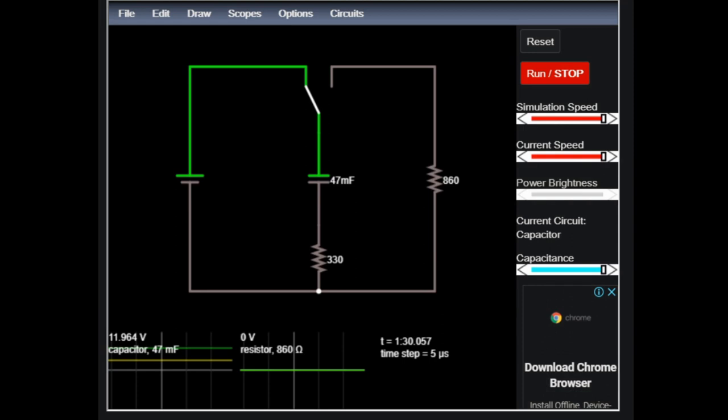Now we will start the discharging, and we will see how long it takes to discharge. We switch the SPDT and run.